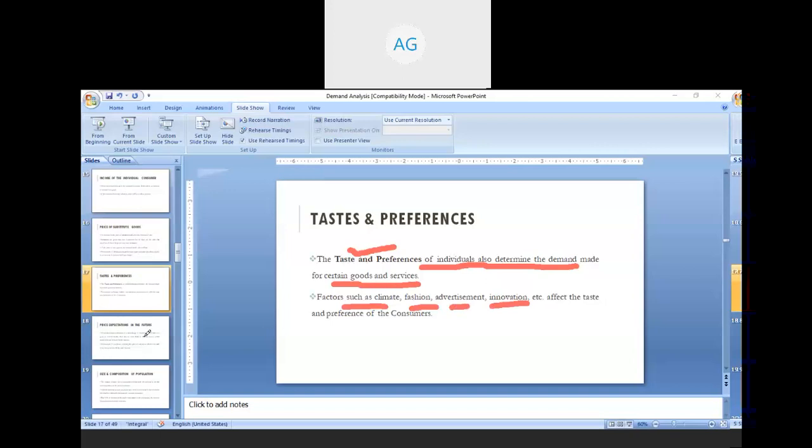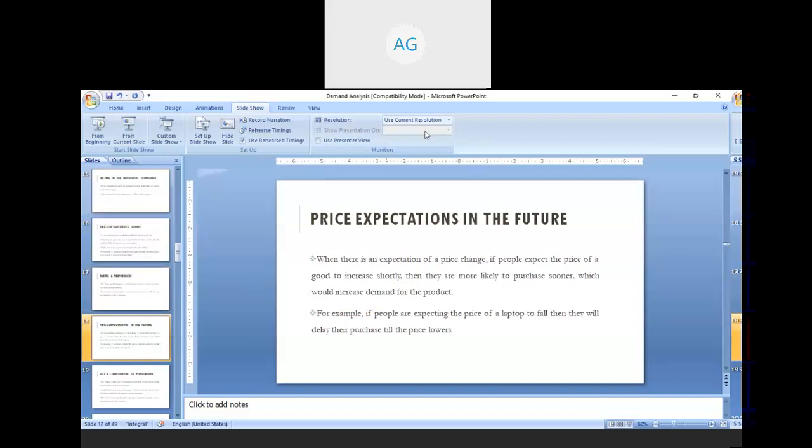Now moving to the next slide, the price expectations in the future.